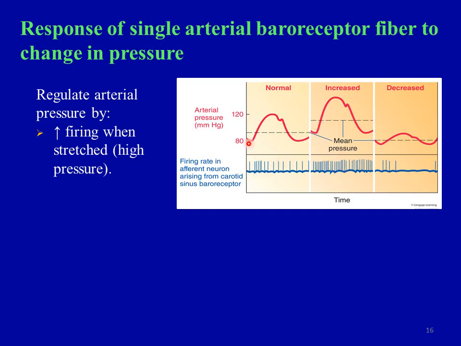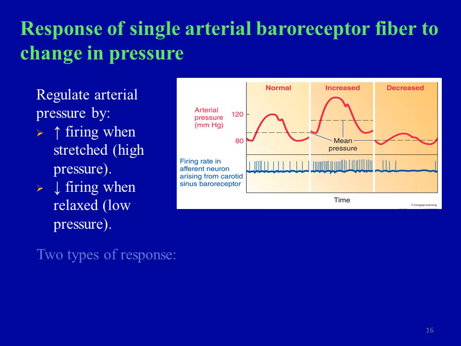So here we have an arterial baroreceptor that is firing when the blood pressure is within the normal range, and we can see this firing pattern. If there is hypertension, or an increase in the blood pressure, the firing rate will increase. So there is an increase in the firing rate when the baroreceptors are stretched by high pressure, and they decrease their firing rate when they are relaxed. So hypotension, or a decrease in the blood pressure, will lead to a decrease in the firing rate of the baroreceptors.